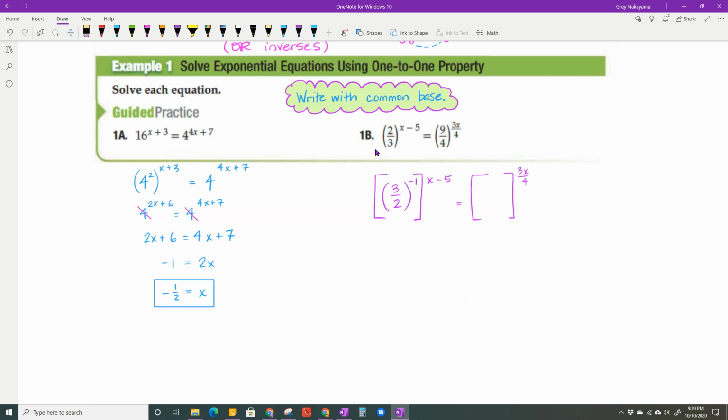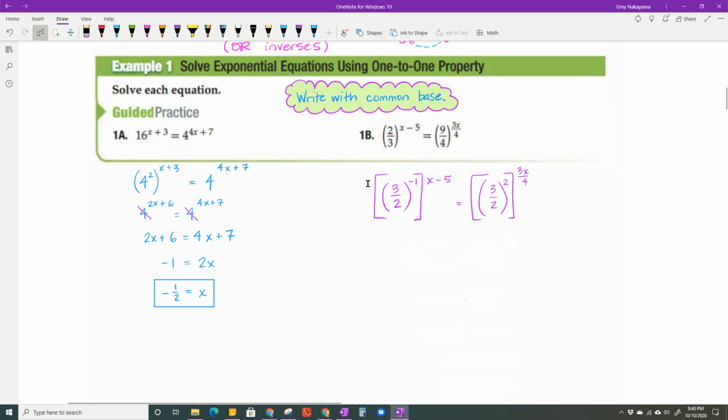And now I just have to figure out how to write 9/4 as a power of 3/2. Well, 3 squared is 9 and 2 squared is 4. So that means this is 3/2 squared. Okay, now again, applying my properties of exponents.